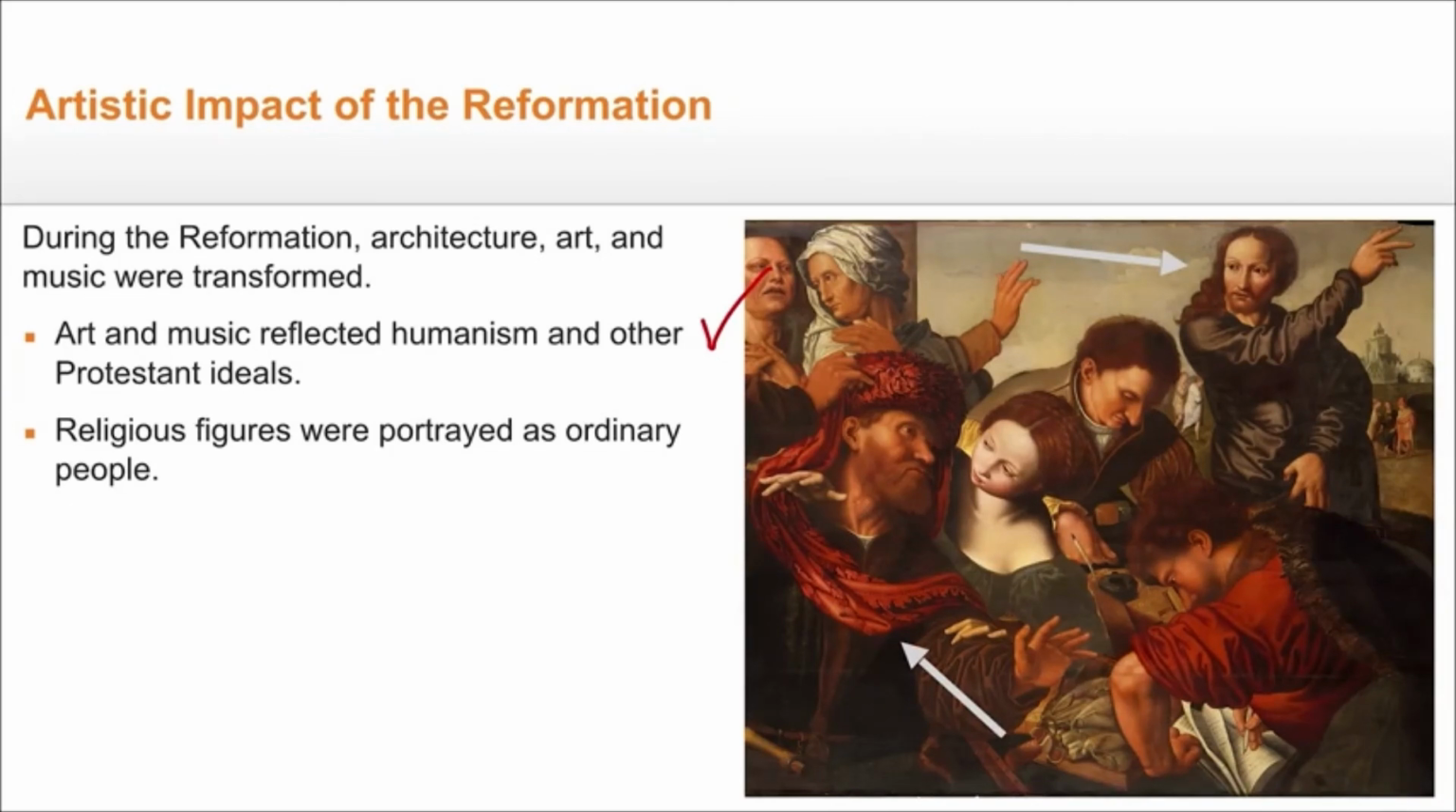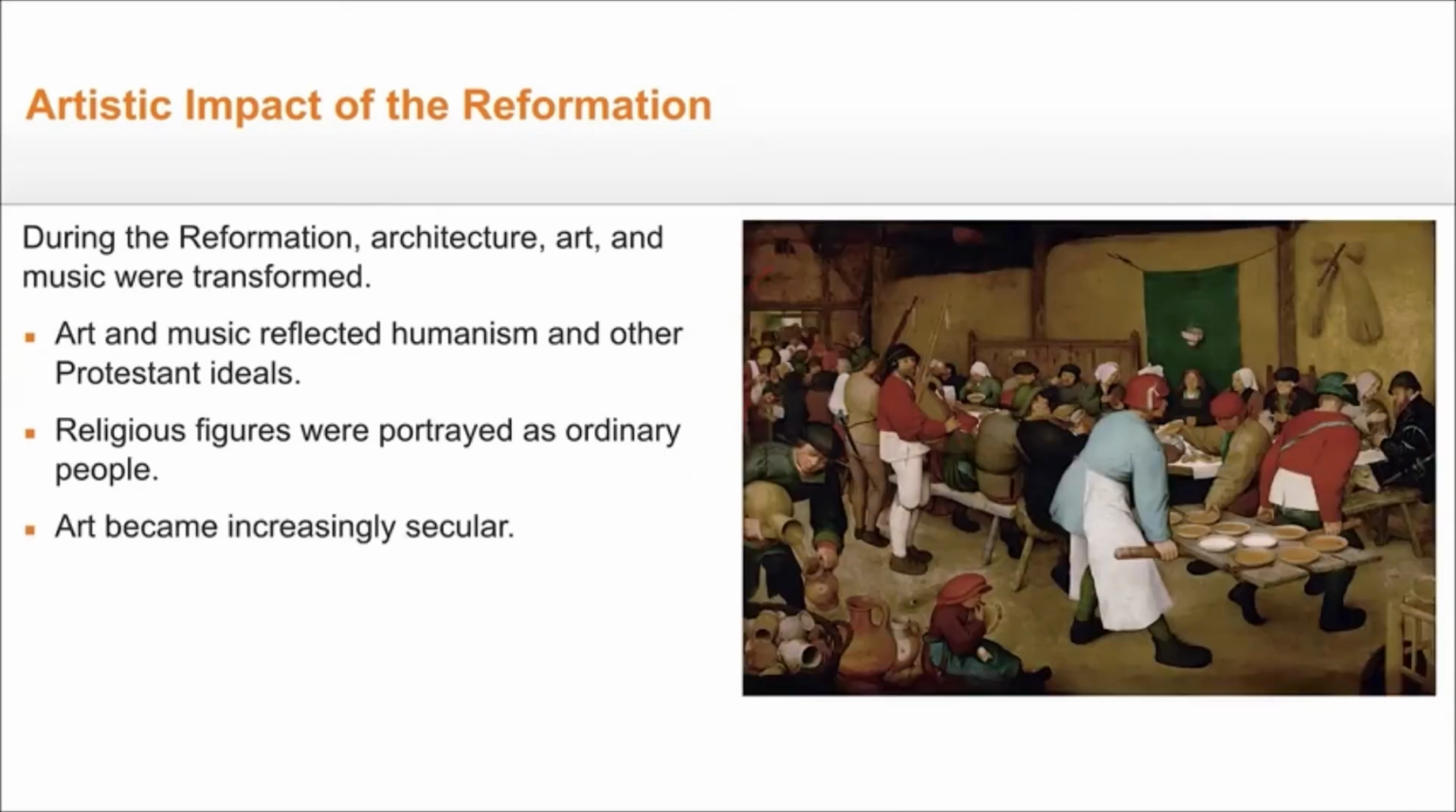You can see how the painting reflects one of the important themes of the Reformation, a more personal relationship with God. Both Christ and the religious St. Matthew are portrayed as ordinary people. Art became increasingly secular as artists began to concentrate on non-religious themes like history and landscapes. They also began to accurately depict the events in people's everyday lives, like this painting titled Peasant Wedding.